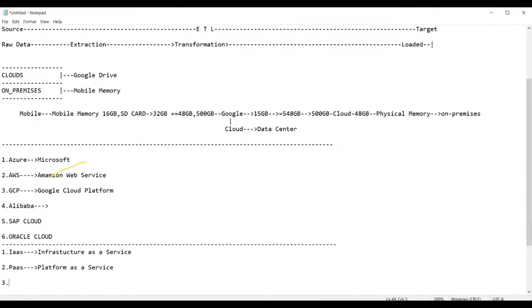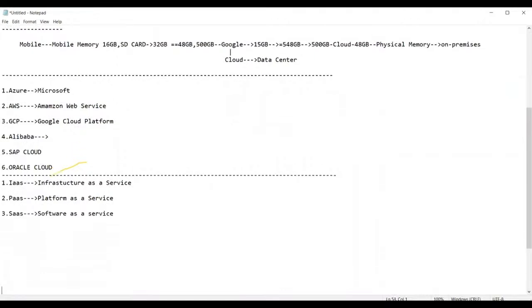Then, guys, the third one is SaaS. SaaS stands for what, guys? Software as a service. Guys, these are the three different services provided by the cloud providers. That means IaaS, PaaS, and SaaS. These are the three categories of services provided by the cloud providers.